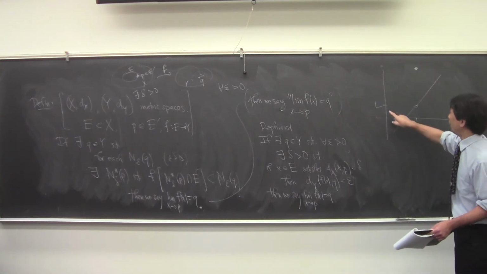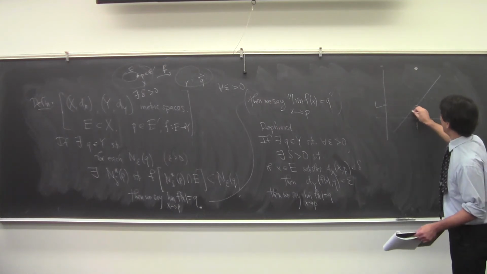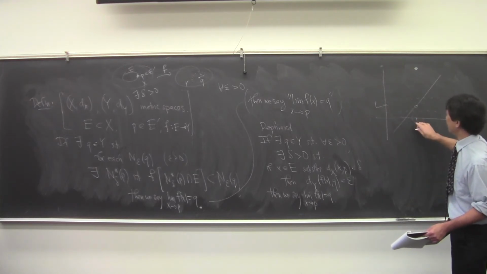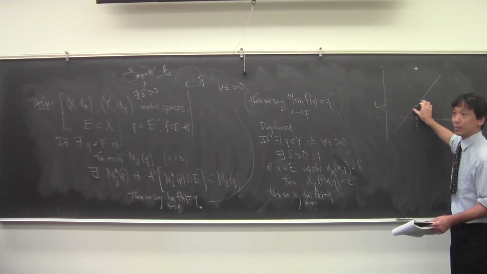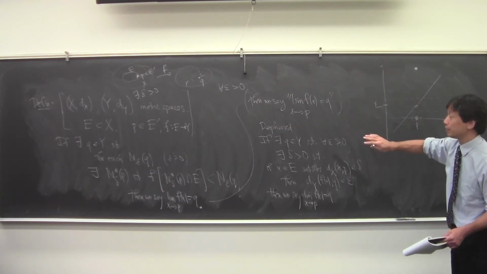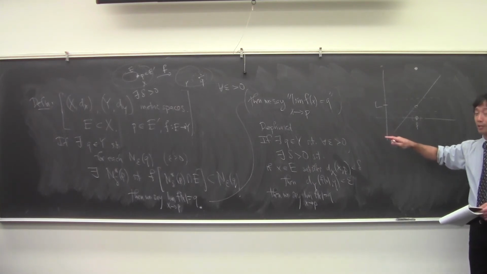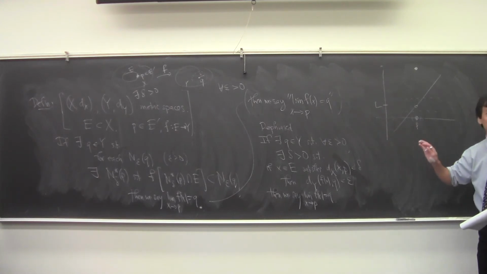All we care is that given any neighborhood around Q, there's some punctured neighborhood around P where all the outputs stay between here and here. We don't care what happens at P itself. And that's why this is limit and not continuity. The only difference between limit and continuity is that we get rid of the word punctured. We'll do that in one second.